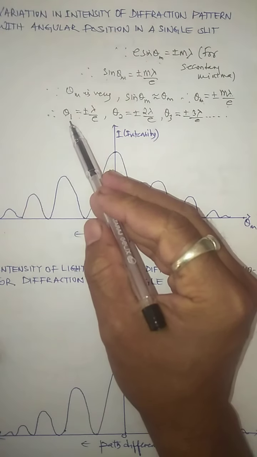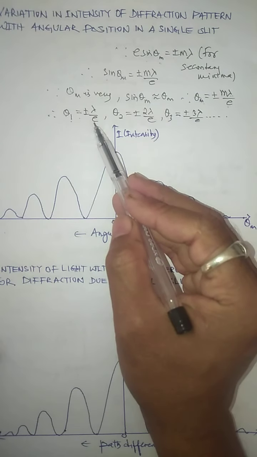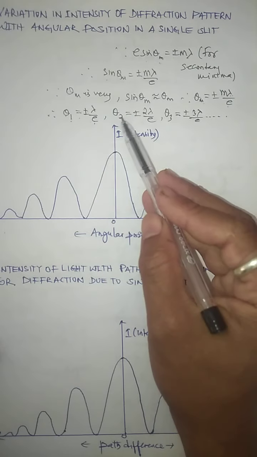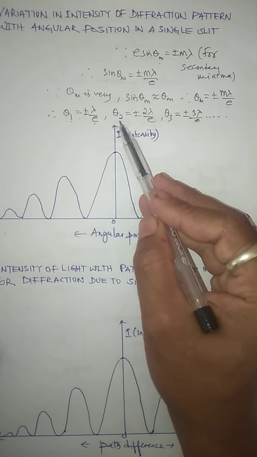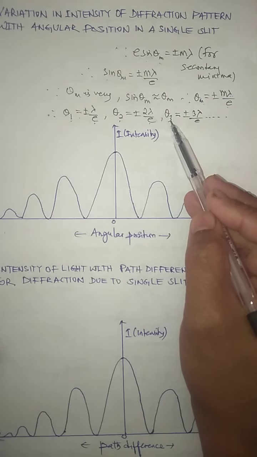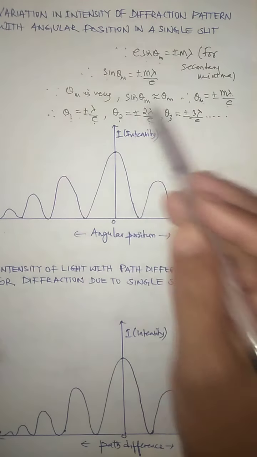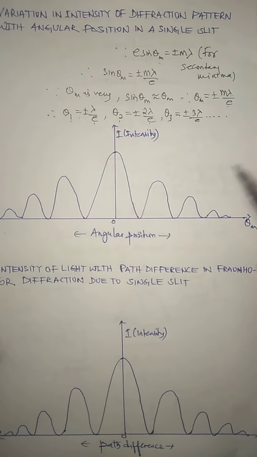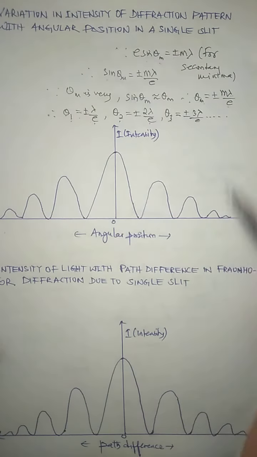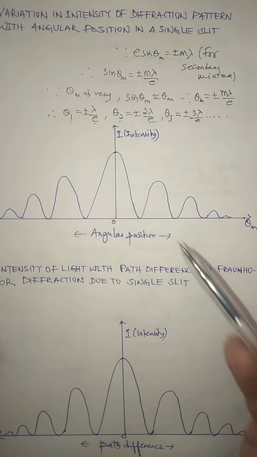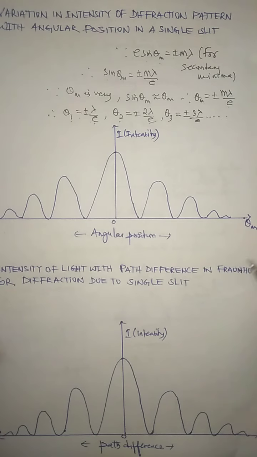This theta 1 is the angle made by the first secondary minimum with the central maximum. Theta 2 is the angle made by the second secondary minimum with the central maximum, and theta 3 is the angle made by the third secondary minimum with the central maximum. In this way, any secondary minimum makes a certain angle with the central maximum. With this angle we can now plot a graph, and this graph is called intensity of diffraction pattern with angular position in a single slit.